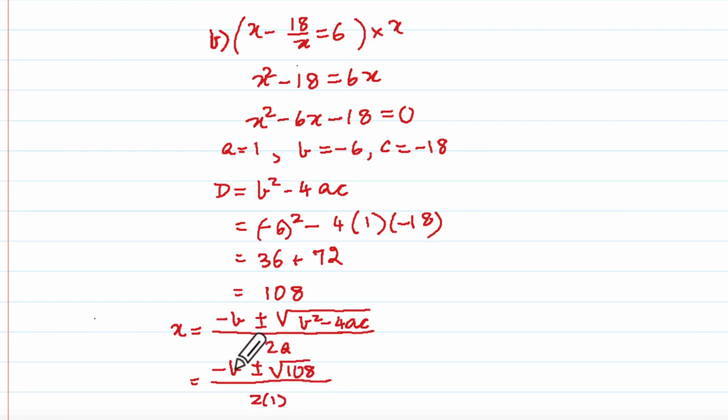Oh, minus b, I should have written minus into minus 6. Correct or no? Yes, ma'am. So that is equal to 6 plus or minus, and then you go to the square root table. What is it? 10.39. Is he correct? I will double check.